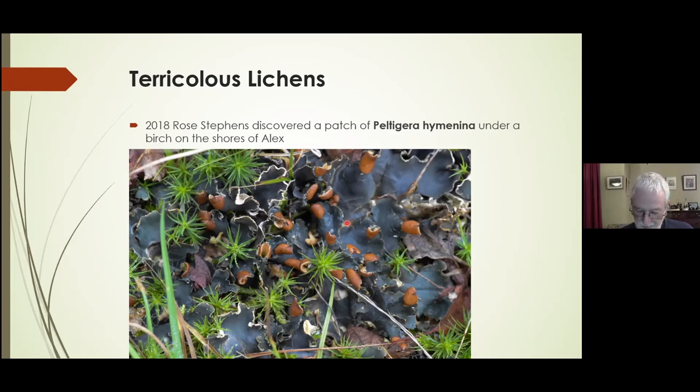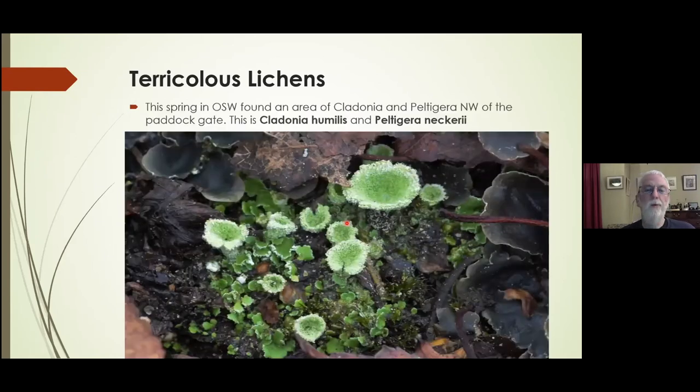But early this year, I was wandering through the old sewage works, and I decided to see if I could find some orchid rosettes in an area where we've had, a few years ago now, some bee orchids. And I was wandering around the area, which is sort of northwest of the paddock gate, if you know the area, and discovered another patch of Peltigera. Not this photo, but this was also Peltigera hymenina. So I thought, great, we've got our Peltigera back.